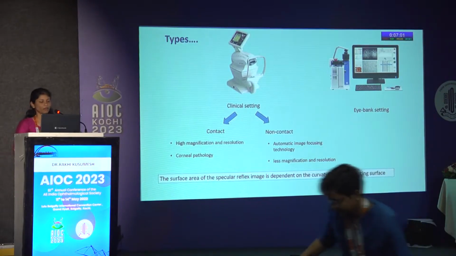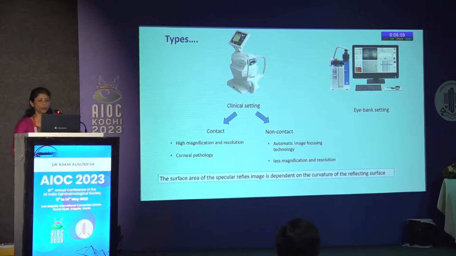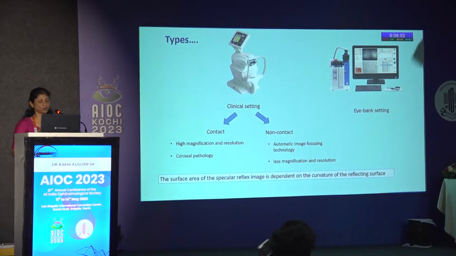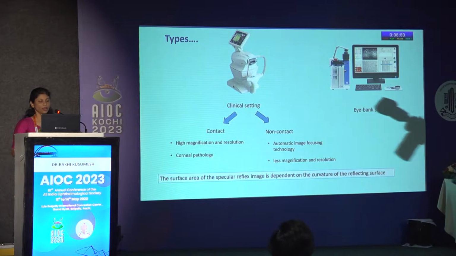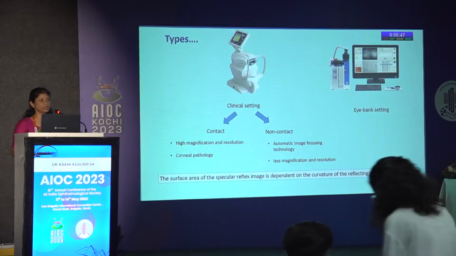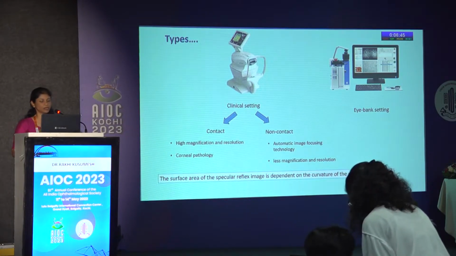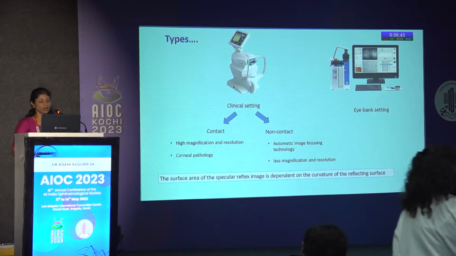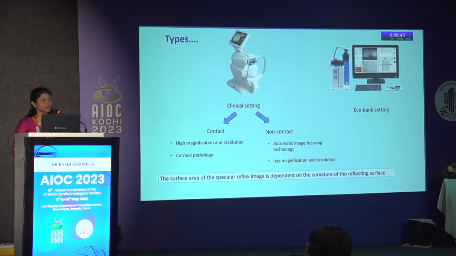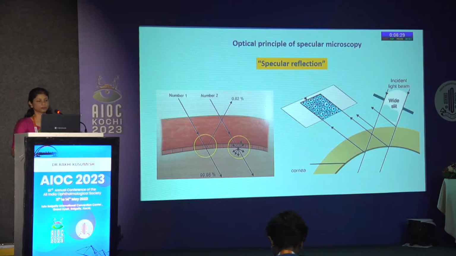What types do we have? We have clinical setting specular microscopes as well as eye bank settings. In clinical settings, we have two types of specular microscopes, non-contact and contact. In non-contact specular microscopy, things are very quick. We can get quick results, and anybody can do it. But it gives less magnification and resolution in comparison to the contact one, because the contact specular microscopes applanate a larger surface of the cornea to get good results.